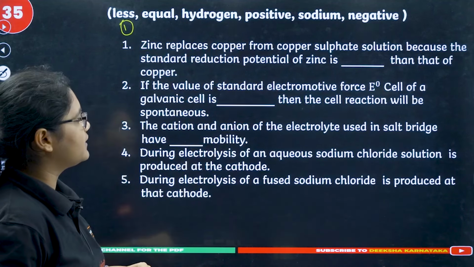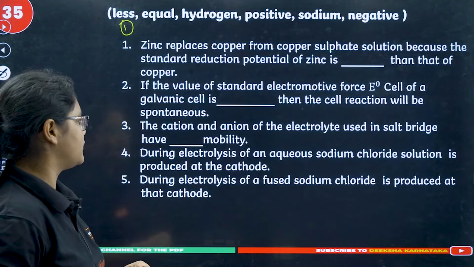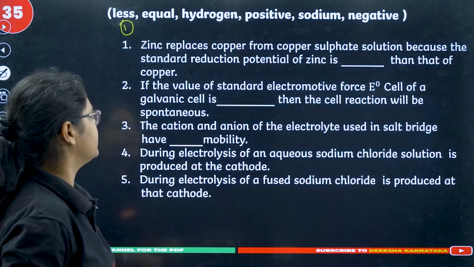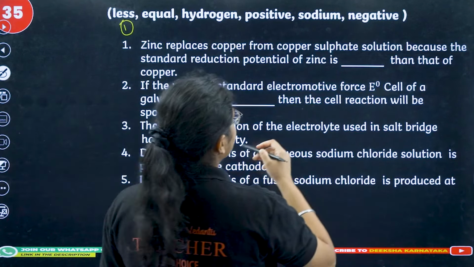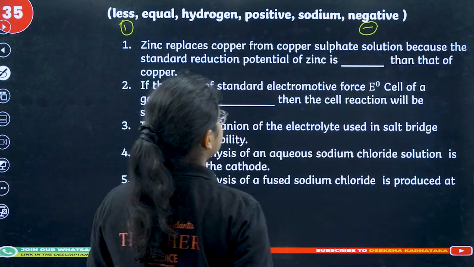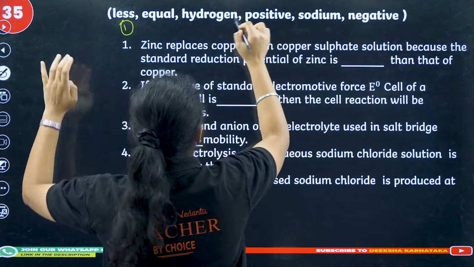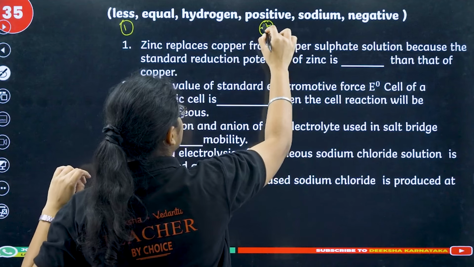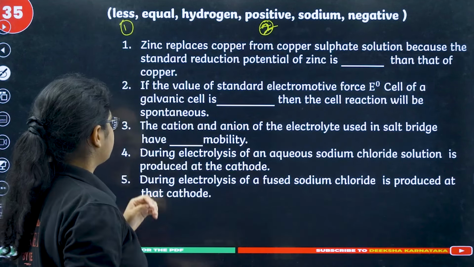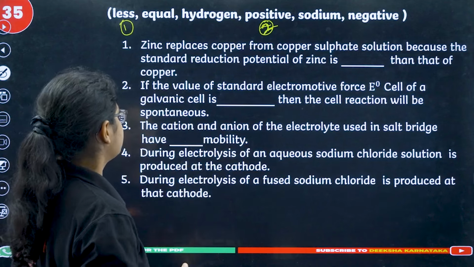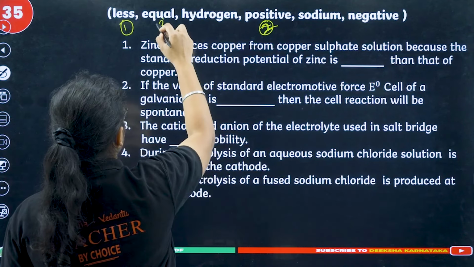Next, if the value of standard electromotive force E0 of a galvanic cell is dash, then the cell reaction will be spontaneous. The E0 of the cell should be positive, then the cell reaction will be spontaneous. Next, we have the cation and anion of the electrolyte used in the salt bridge have equal mobility.